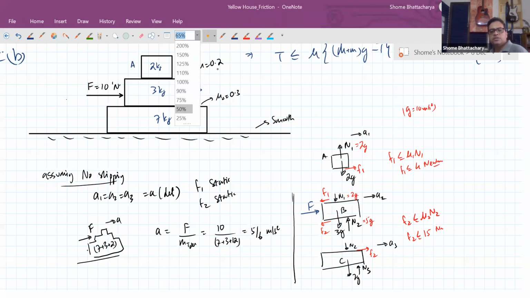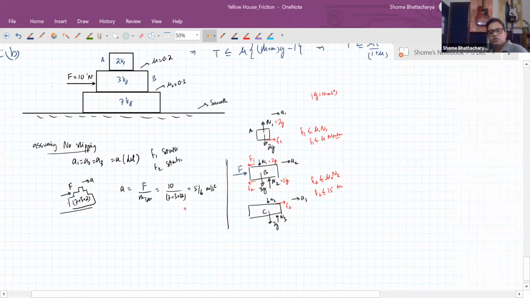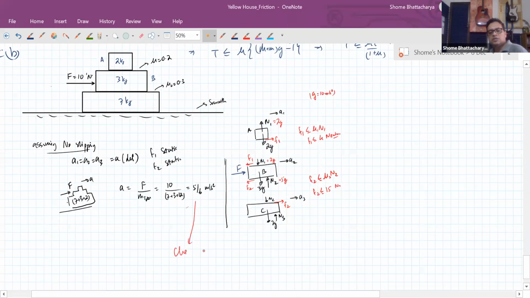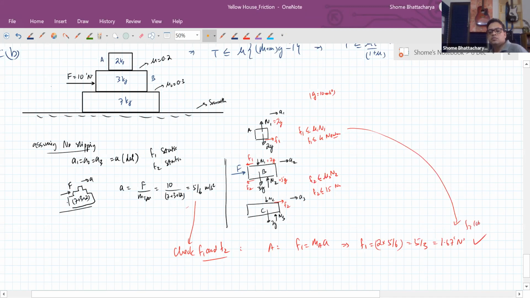So to check on friction for this common acceleration, check F1 and F2 needed. In the free body diagram of block A, you can see F1 is equal to mass of A into this common acceleration. So F1 will become 2 kg into 5 by 6, that is 5 by 3 or 1.67 newtons. This is fine because F1's limiting value was 4 newtons, so there's no problem there.